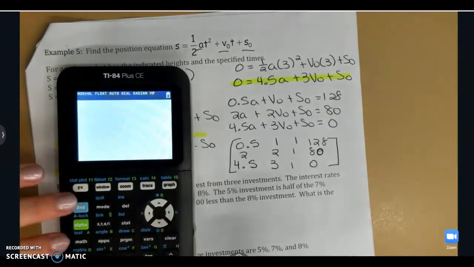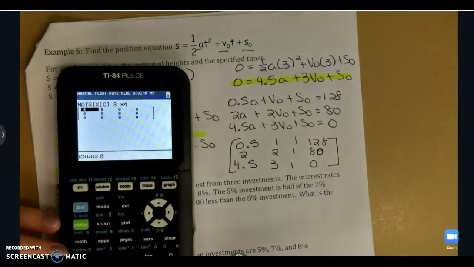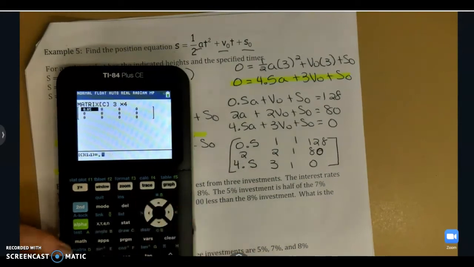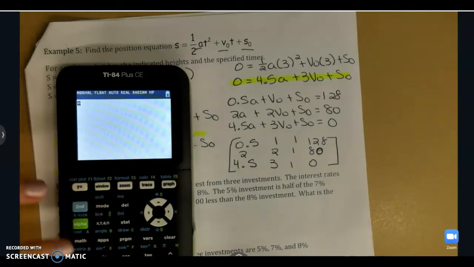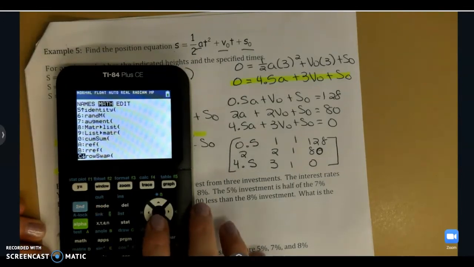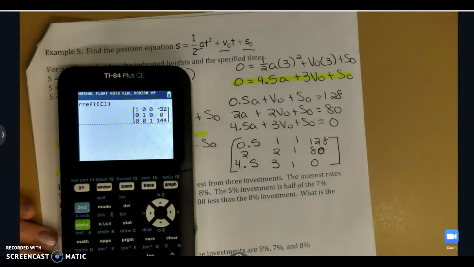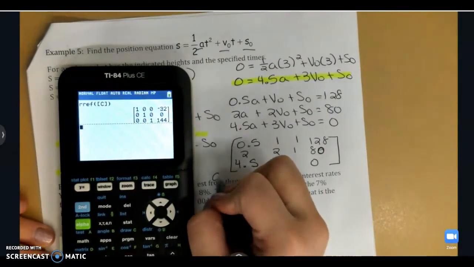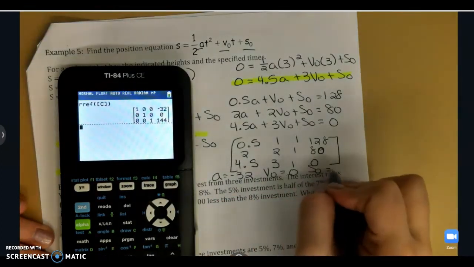So again, back into our matrix calculator, edit. I'm just going to go down to C. It's a 3 by 4. There we go. 0.5, 1, 1, 128, 2, 2, 1, 80, 4.5, 3, 1, 0. Okay. So then down to math, RREF. I put that in matrix C. And we get that A is negative 32, V naught is 0, and S naught is 144.